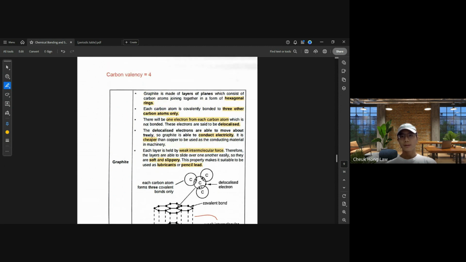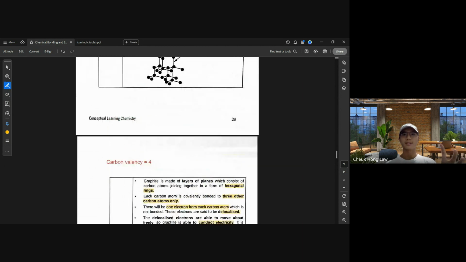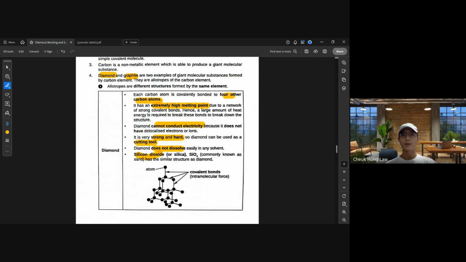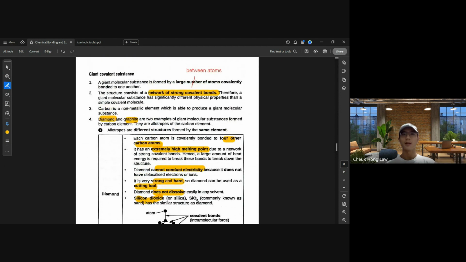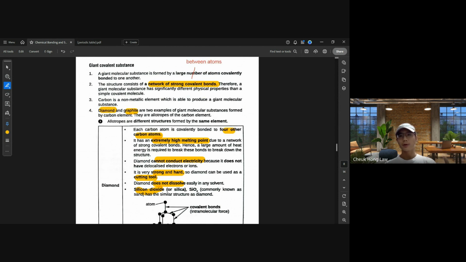Okay. And you realize they never talk about high melting point or boiling point, right? Because it's the same as diamond. It also has a high melting point because of the strong covalent bonds. So all giant covalent substances have these strong covalent bonds between the atoms. If it has strong covalent bonds, it requires a large amount of energy to overcome. Therefore, it has a high melting point.